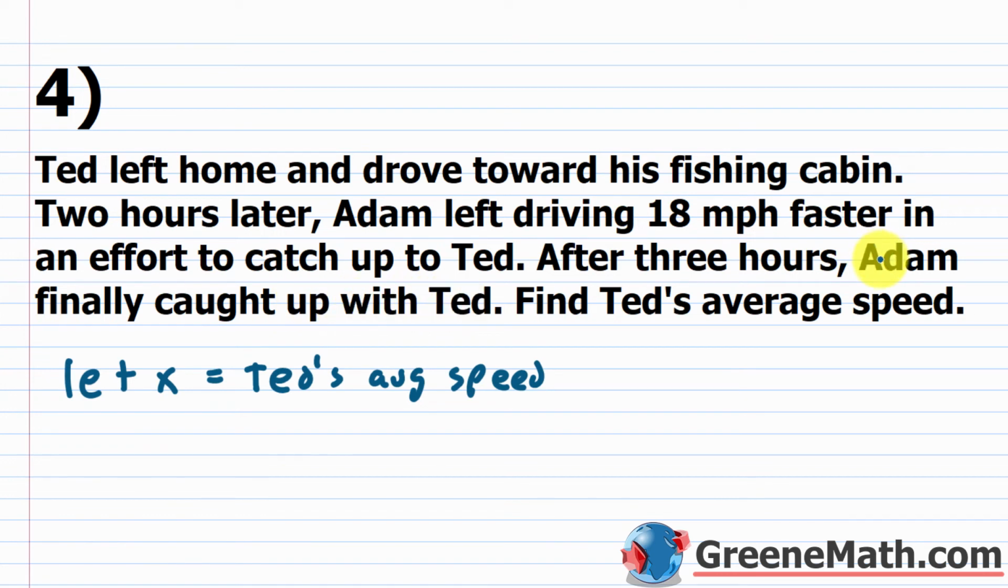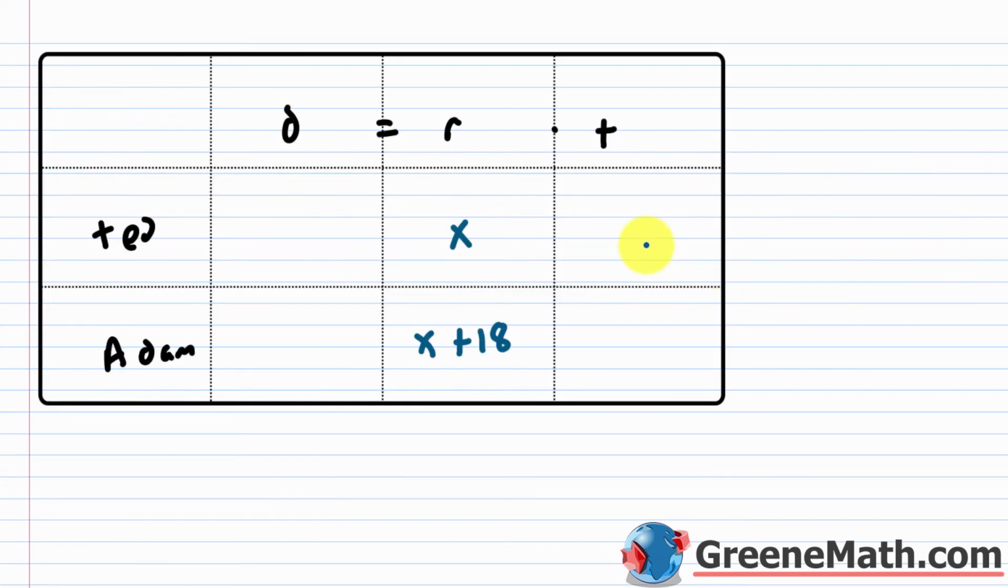Okay, in terms of the time, it says after 3 hours, Adam finally caught up with Ted. So Adam is going to travel for 3 hours. And then it says that Adam left 2 hours later, right? So basically, Adam is traveling for 2 fewer hours than Ted does. So Adam is going to travel for 3 hours, and Ted is going to travel for 3 plus 2 or 5 hours. So let's go down here. So for the time for Ted, let's put 5 for 5 hours. And then again, Adam is going to travel for only 3 hours.